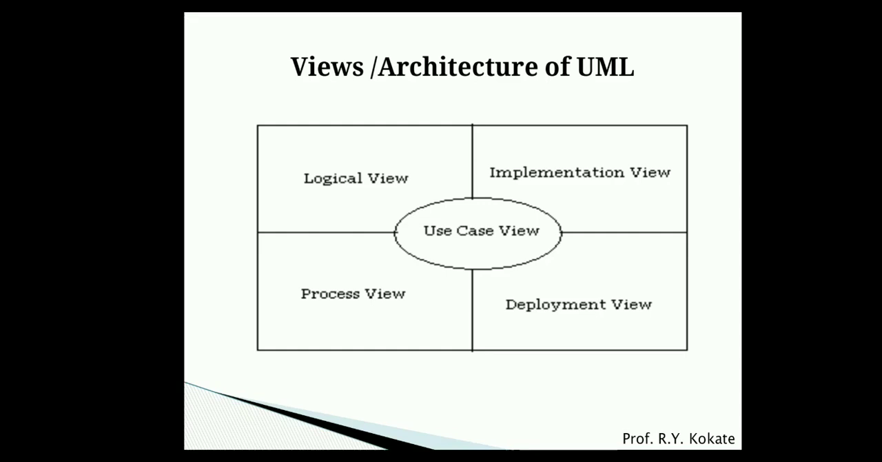Next, deployment view shows the configuration of runtime processing elements and software components. That means which software component is required to develop the software, this will be shown in the deployment view. Last one is the process view. It explains system processes and how they communicate on runtime behavior of the system. That means the process view shows the runtime behavior of the system. All these are the views of UML or architecture of UML.